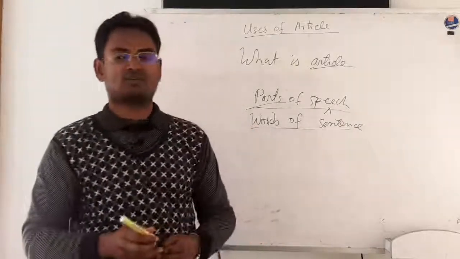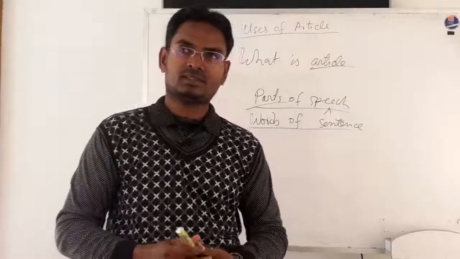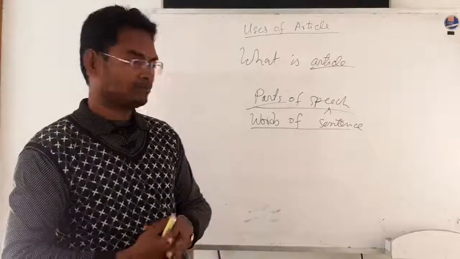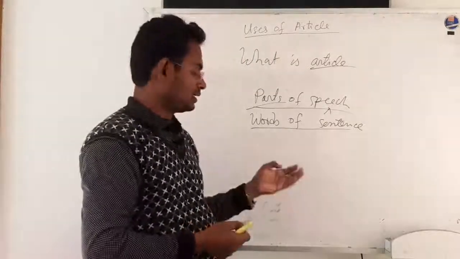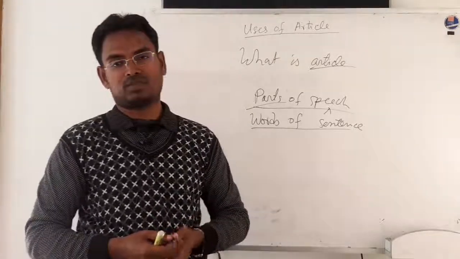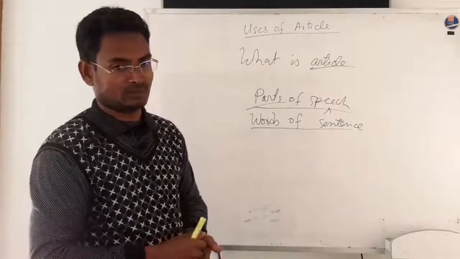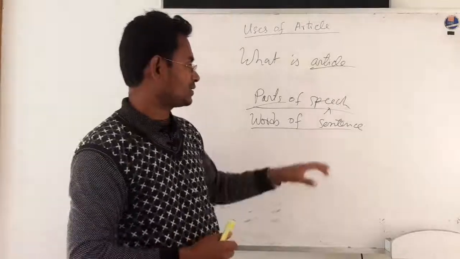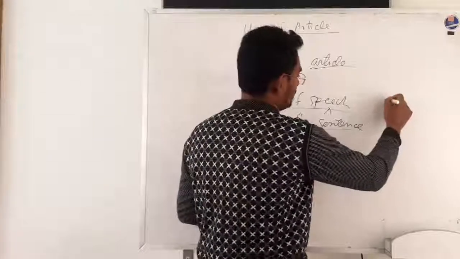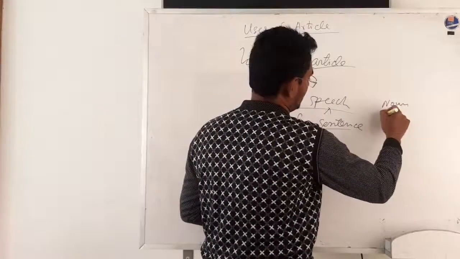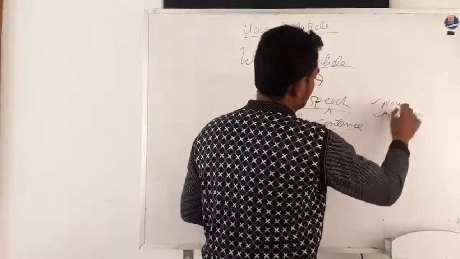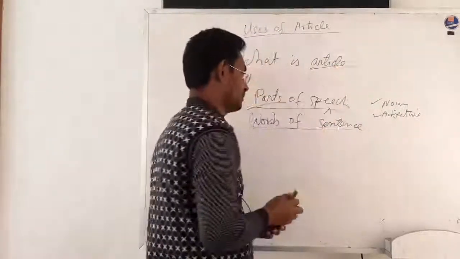How many types of words are there in English? According to English grammar, there are 8 types of words. These are noun, pronoun, adjective, verb, adverb, preposition, conjunction, interjection. Okay, these are the classification of words. Among them, we have to know noun and adjective. These are important with this topic.